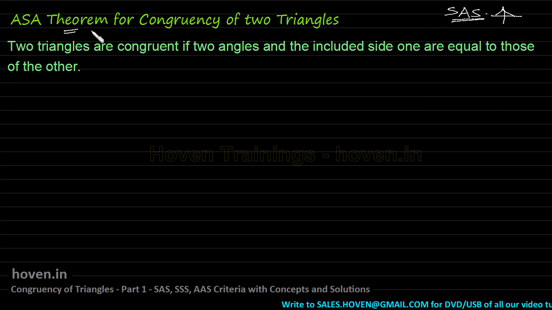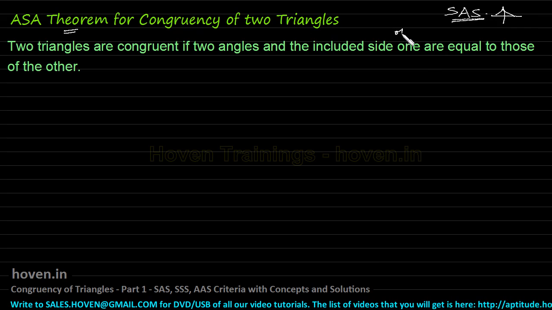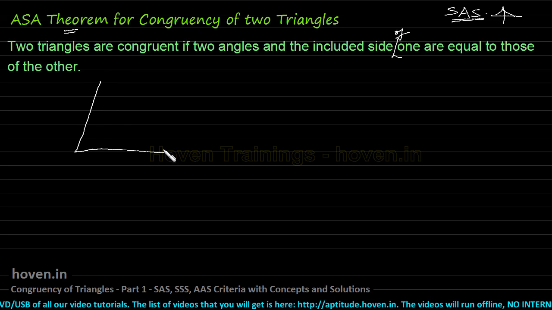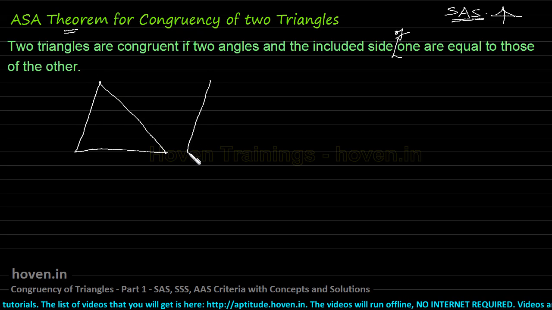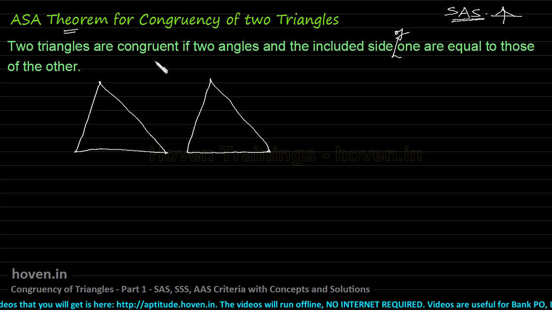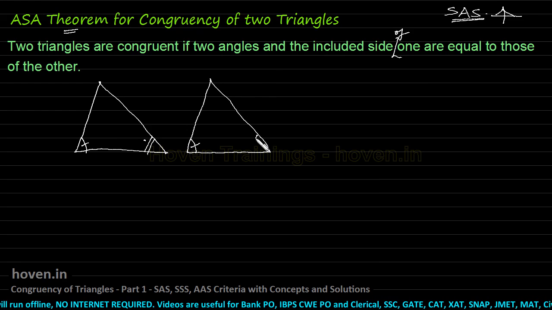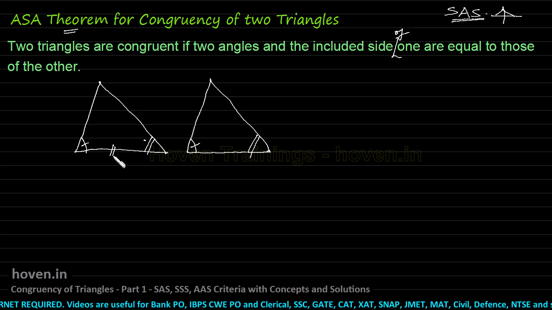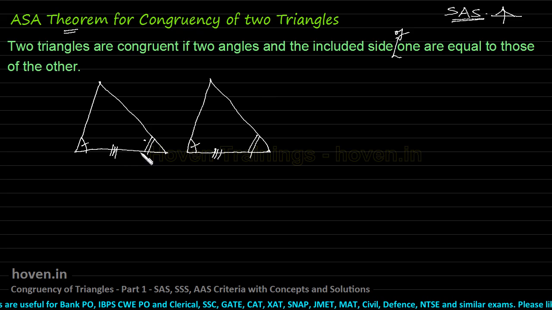Now we will take a bigger step and prove the ASA theorem for congruency of two triangles. It says two triangles are congruent if two angles and the included side of one are equal to those of the other. Let me first of all draw a diagram for you so that you understand what I mean by this. Two triangles are congruent if two angles and the included side. For example, suppose this and this pair are equal and this pair are equal, and this side is equal to this side, this angle is equal to this angle, and this angle is equal to this angle. Angle side angle, angle side angle.